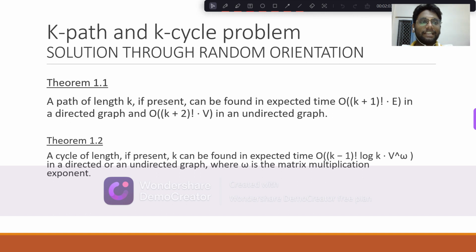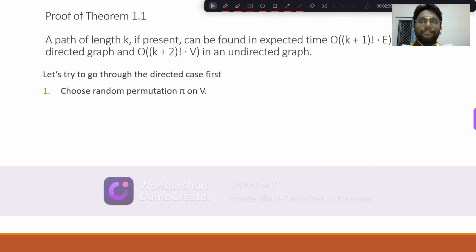So let's go to the random orientation algorithm for the k-path and k-cycle problem. These were the two results published in the paper. The first result says that a k-path can be found in the expected time of (k+1)! times the number of edges, and a k-cycle, if present, can be found in the expected time of (k-1)! times log 2 times V to the power ω, where ω is the matrix multiplication coefficient, which turns out to be close to 2.2376. We'll first look at the k-path problem.